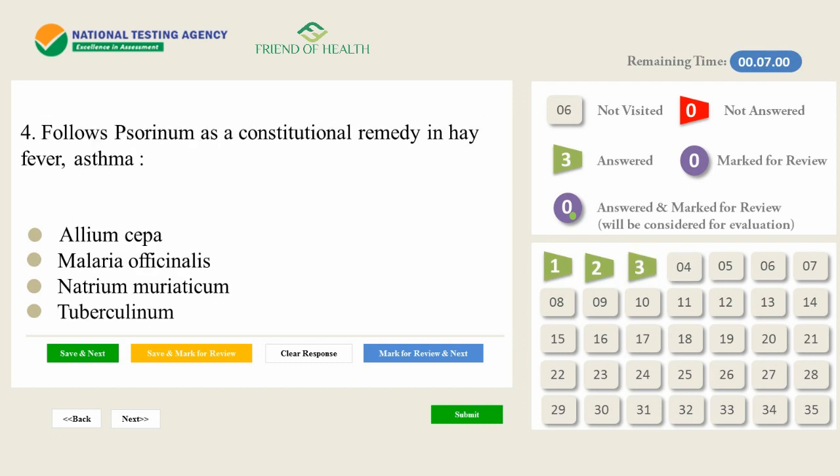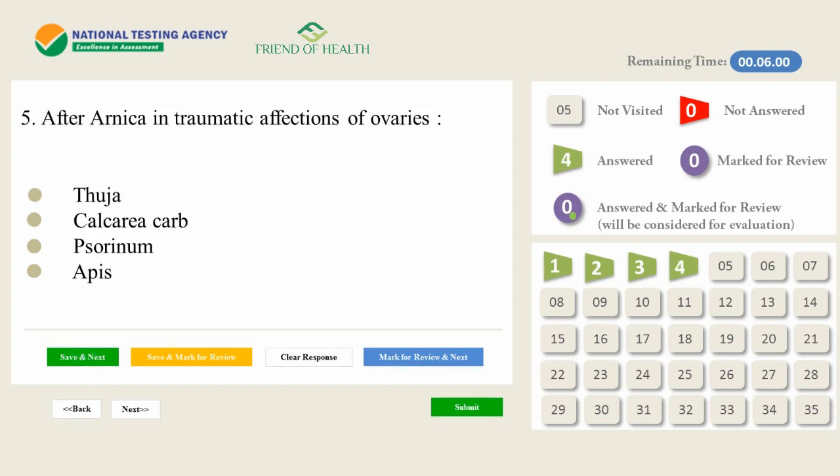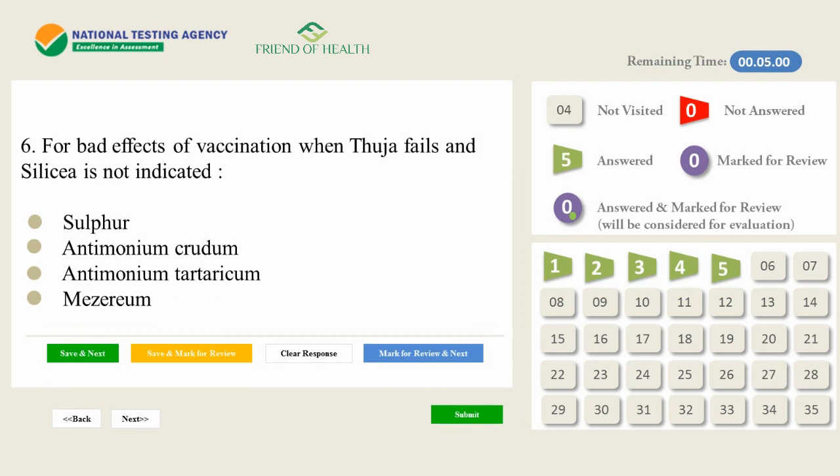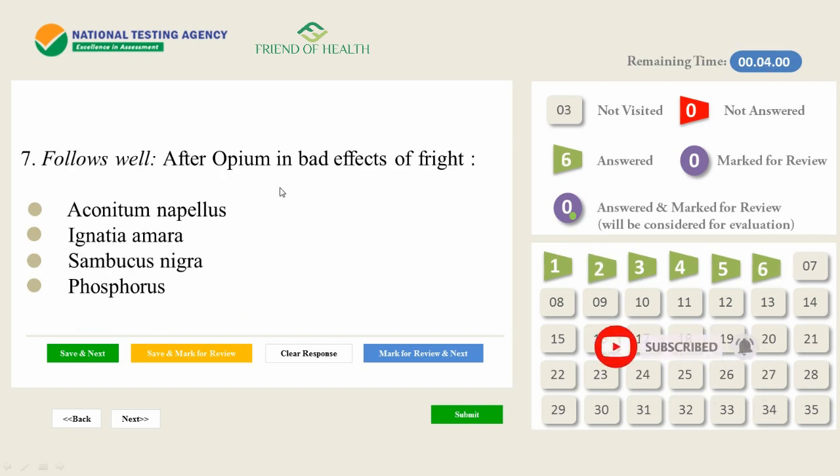Next question: follows Psorinum as a constitutional remedy in hay fever, asthma? Allium cepa, Malaria officinalis, Natrium mur, tuberculinum. Next question: after arnica in traumatic affections of ovaries: Thuja, calcarea carb, Psorinum, apis. Next question: for bad effects of vaccination when Thuja fails and Silicea is not indicated? Sulphur, Antimonium crudum, Antimonium tartaricum, Mezereum. Next question: follows well after opium in bad effects of fright? Aconitum napellus, Ignatia amara, Sambucus nigra, phosphorus.